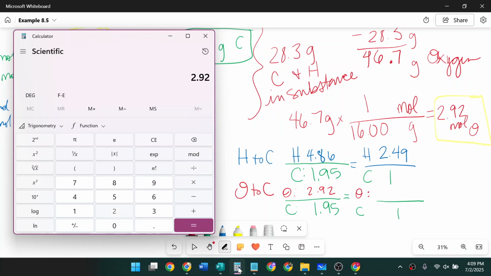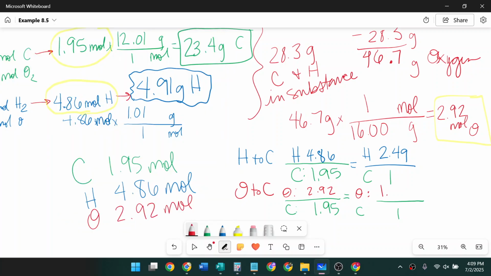All right, so 2.92 divided by 1.95. And that's 1 point, and it rounds up to 50. So 1.50. So there's our ratio. Now these are not really pretty whole numbers. You can't say I have 2.49 hydrogen atoms for every 1 carbon atom, or I have 1.50 oxygen atoms for every carbon atom. So to deal with this, we really need to multiply this up by something so that it makes it easier to see, because we can't put C H 2.49 O 1.50. That just wouldn't look right.